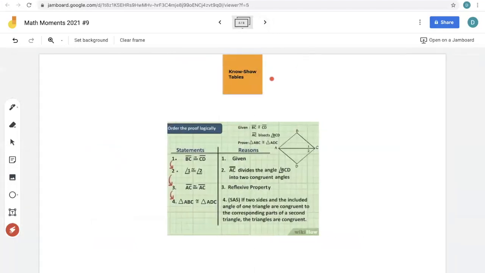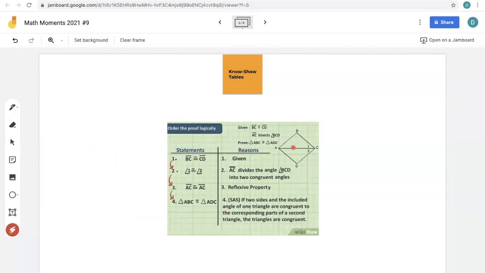Now, in order to prove something, you're going to use a two-column proof table. What this means is you have a column of your table that gives statements. This is what you know. And then reasoning, which is going to show why it's true. So you know something and then show why it's true. Let's follow this proof real quick.